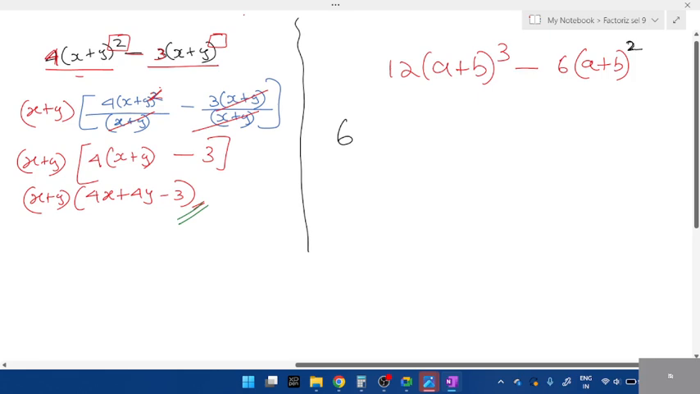Are the brackets same? Okay, let me take 2 here. Are the brackets same? Inside the bracket, a plus b, right? Which one has least degree, 3 or 2? So take 2 outside. Now divide it. Divide. Tell me what you get.